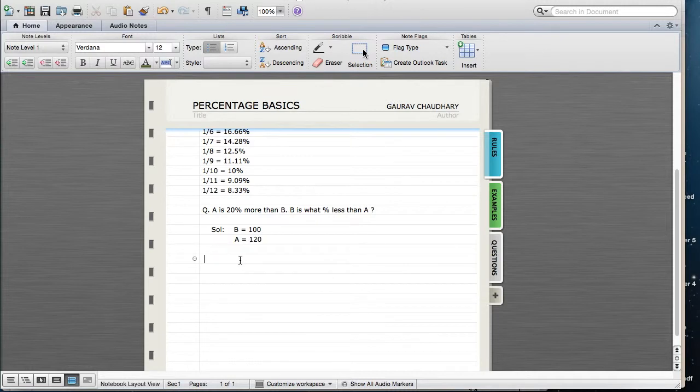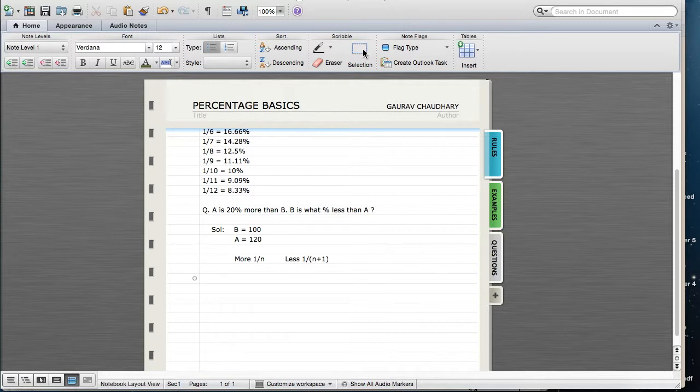Another method to solve such questions is, suppose there is a value which is 1 by n more and we have to find less, so the answer will be 1 by n plus 1.